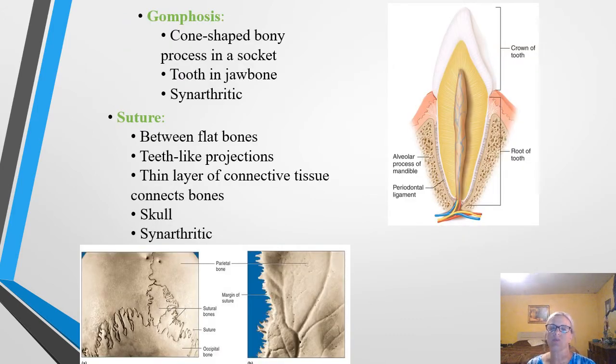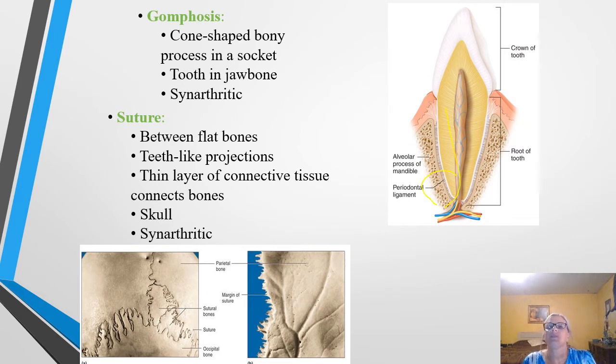So the gomphosis is one of my favorite just because of that name, gomphosis, and it actually has to do with the gums, so it kind of makes sense. It has a cone-shaped body processed in a socket. And you wouldn't think of this as a joint, but this is where your tooth is in your jawbone, and it is going to be synarthrotic, okay. And is held there by a periodontal ligament. And you can see that here in this picture. You can see this periodontal ligament, all right?